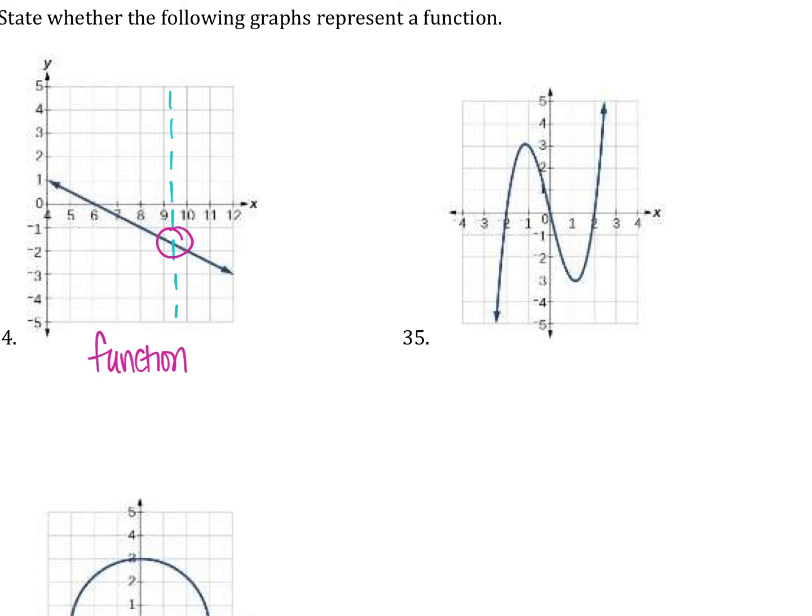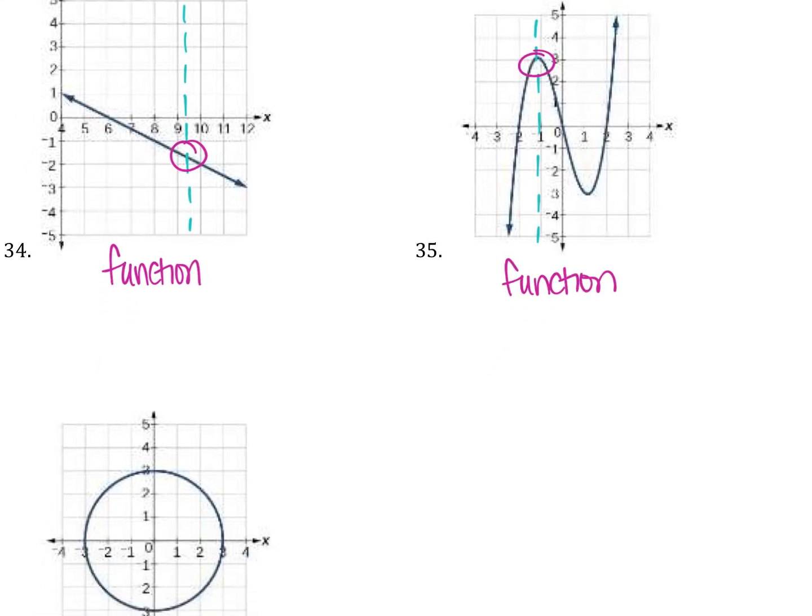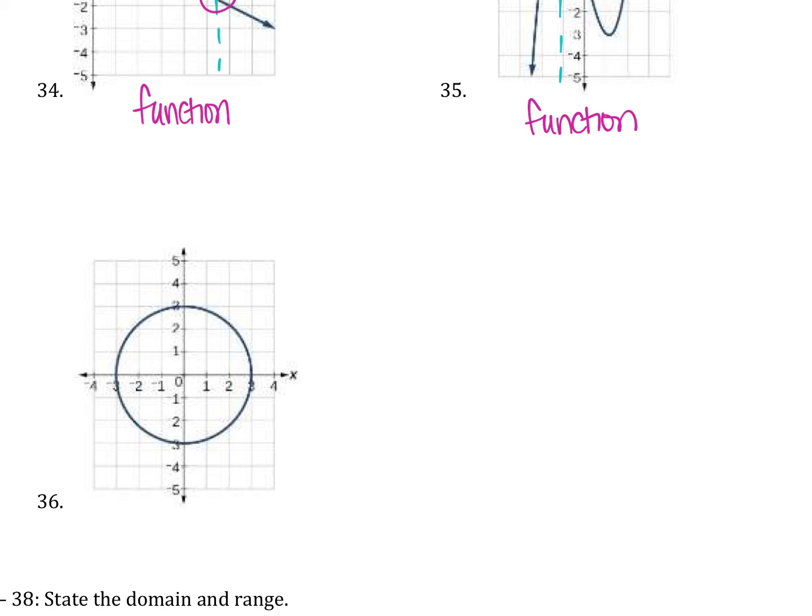For 35, same thing. If you put it anywhere on this coordinate plane, even if you moved it around, it would only intersect one time anywhere you had it. So this one is a function as well. For number 36, again, if you drew that vertical line anywhere on that coordinate plane, you would see that this one intersects twice. So because this intersects twice, this one is not a function.